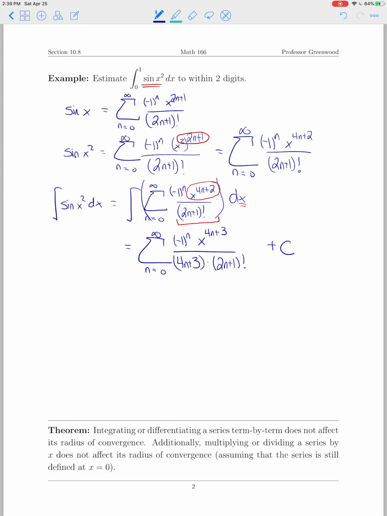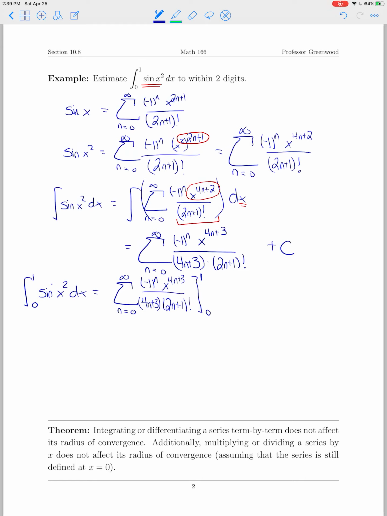And so now if I want to figure out the integral from 0 to 1 of sine of x squared dx, then that just means that I'm going to plug in 0 and 1 into this sum. So let me write out the sum again, and then I'm evaluating this between 0 and 1. When I plug in 0 into this series, all of these terms have some positive power of x attached to them, and so when I plug in 0, the whole thing just disappears.